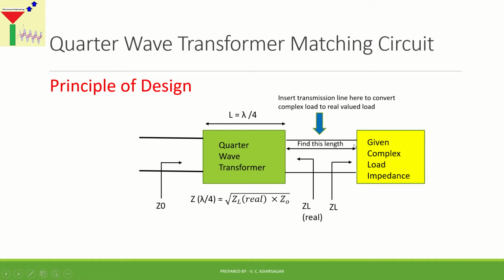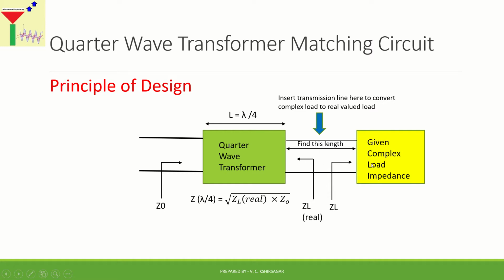Okay. So our aim is to match this complex load impedance with the transmission line characteristic impedance. First of all, we already discussed that the quarter wave transformer is only used to match the real value of load impedance. Now here the given load impedance is complex. So first we need to do one additional procedure. From the given load impedance, we will insert one transmission line. Here we insert a transmission line which will convert this complex load impedance into real valued load impedance. This procedure we will do and we will see that.